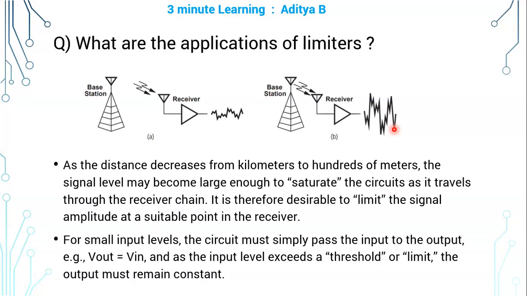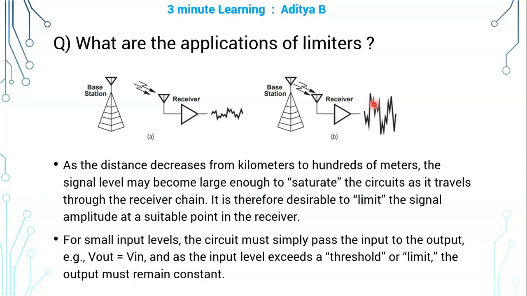Because of this high amplitude signal, the signal sometimes might become large enough to saturate the circuits as it travels through the receiver chain. It is therefore required to limit the signal amplitude at a suitable point in the receiver. For small input levels, the circuit must simply pass the input to the output. For example, in case A, that is Vout is equal to Vin, whereas in case B, if the input exceeds a threshold or limit, the output must remain constant. That is, we have to clip the waveform, we have to slice the waveform.